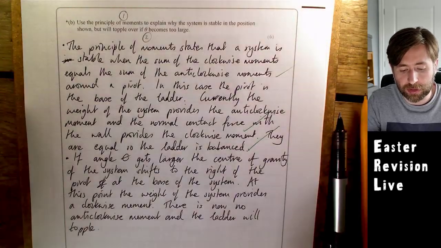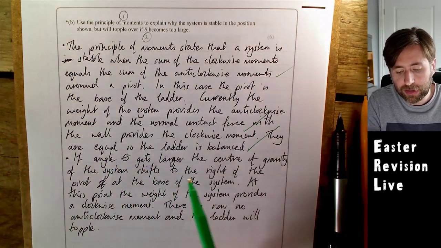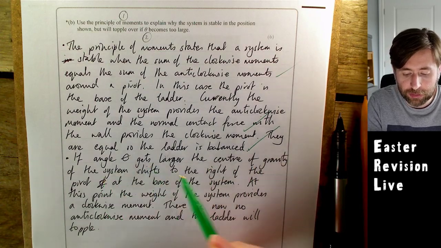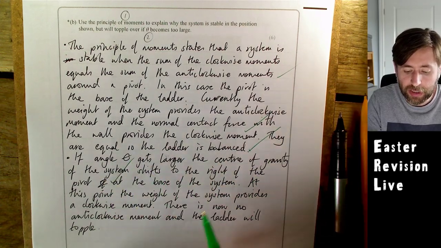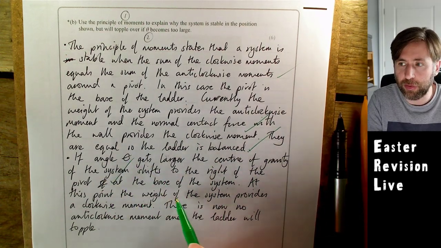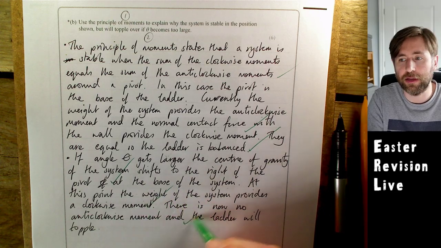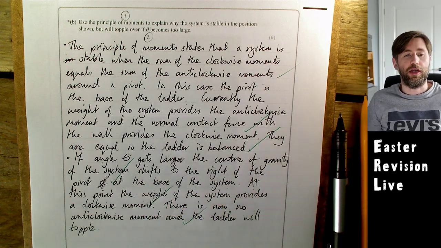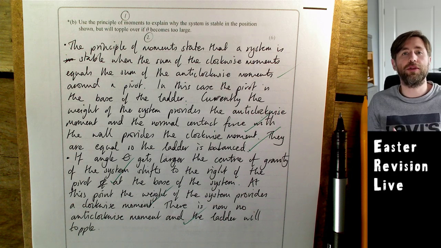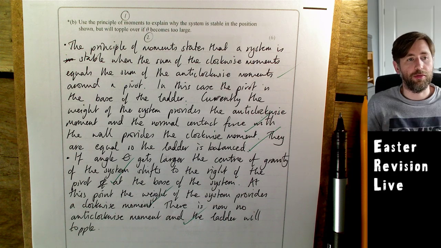So that's what I put into words there. If the angle theta gets larger, the center of gravity of the system shifts to the right of the pivot at the base of the system. At this point, the weight of the system provides a clockwise moment and there's no anti-clockwise moment, so the ladder will topple. So now there is a resultant moment and the ladder topples. I hope that makes sense.